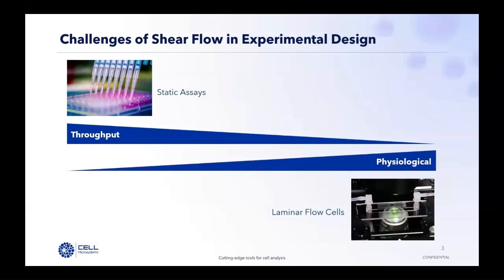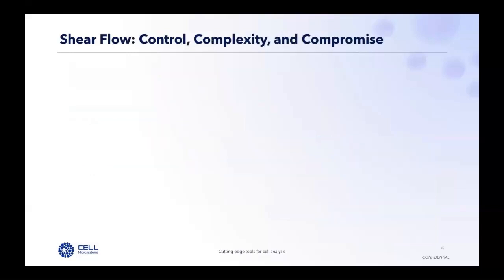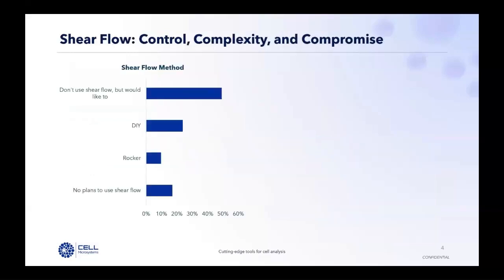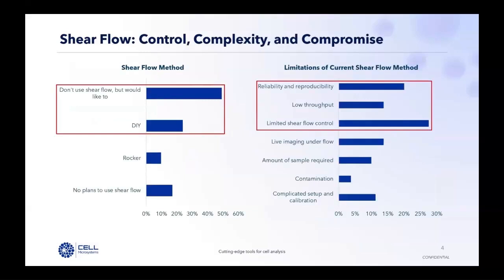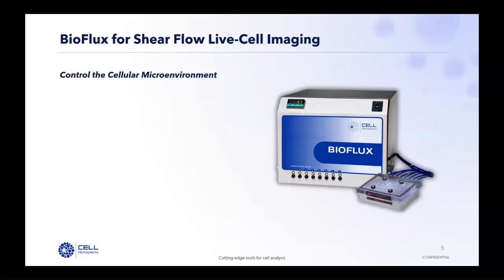This reality was reflected in a survey that we conducted asking scientists whether they use shear flow, how they're using it, and where challenges arise. When asked whether they use shear flow, most respondents reported that they either rely on a DIY system or that they would like to incorporate shear flow into their experiments. And common limitations with current setups include poor shear flow control and the inability to conduct reliable and reproducible experiments at scale. Without a dependable method that can generate enough replicates, it is hard to draw solid conclusions about biological processes under flow. That's where the BioFlux platform comes in.